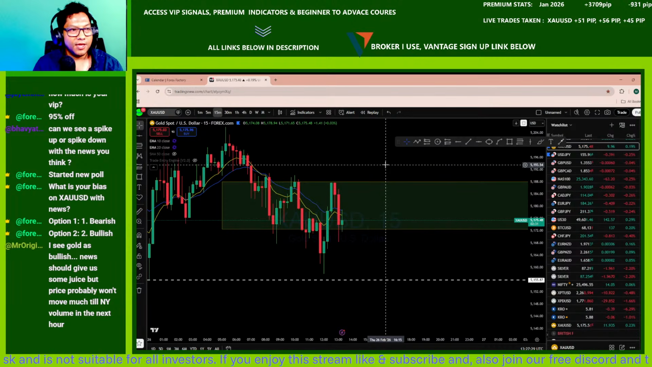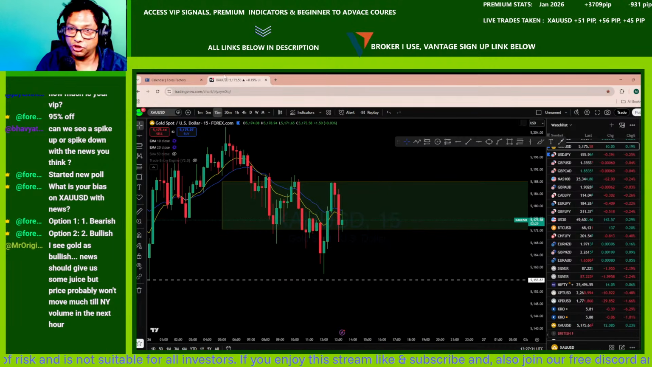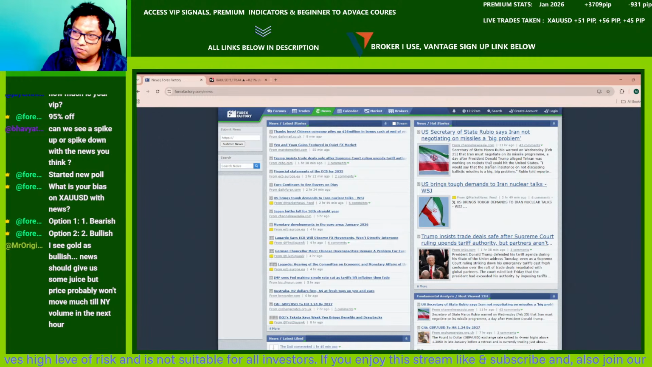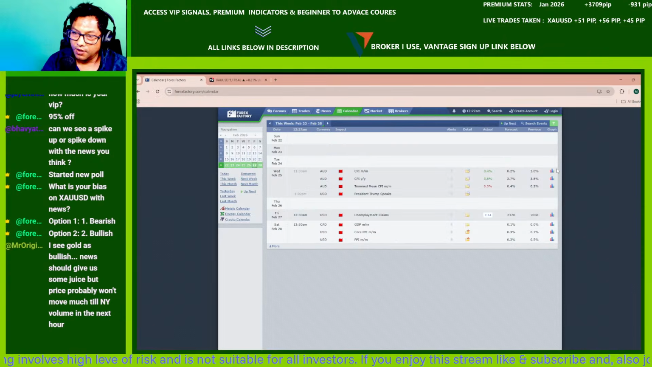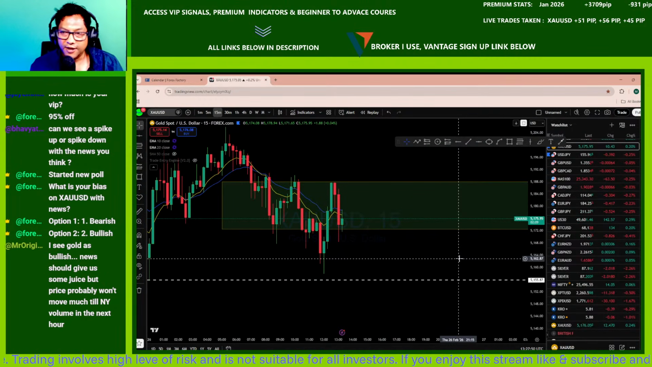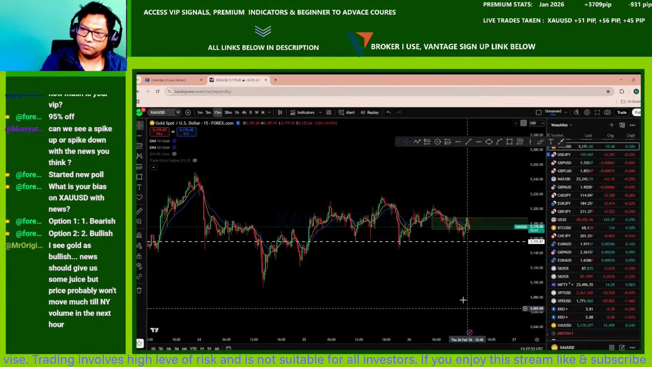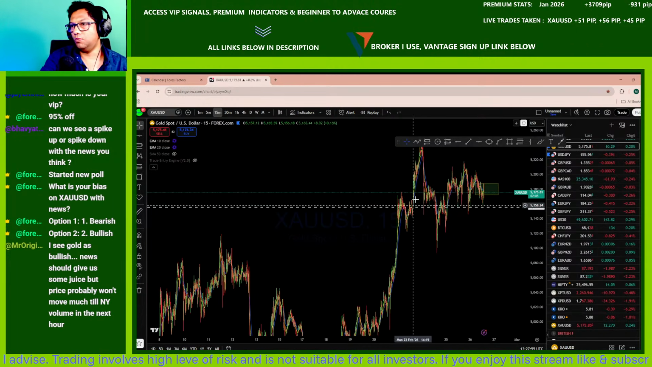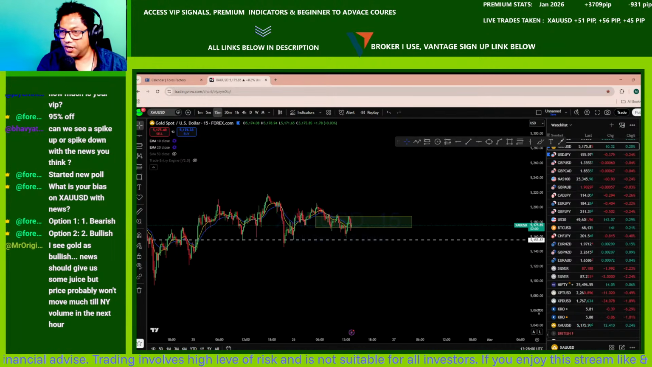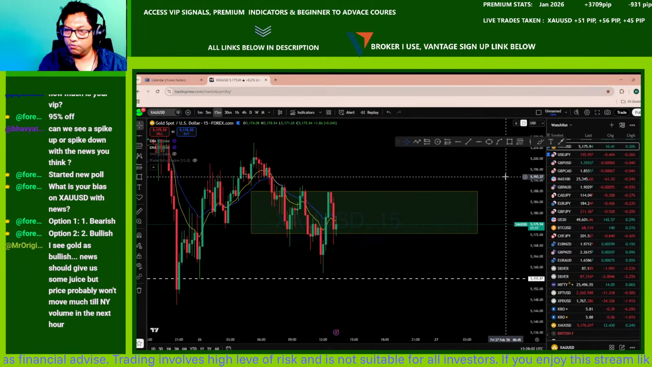I think there is a potential for a move because of the upcoming news. If you look at the news here, there are some red folder news coming. So the potential for a move is still higher, and there was a move. Now it's on a consolidation, right? The longer the consolidation, the bigger the breakout. That's how the market moves.